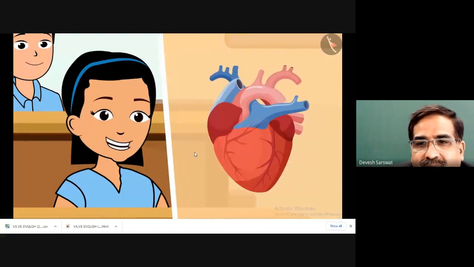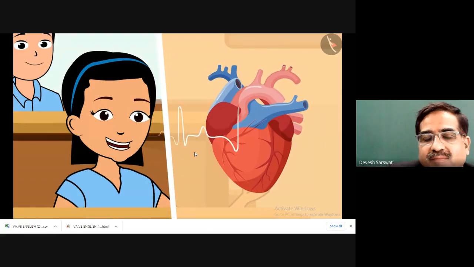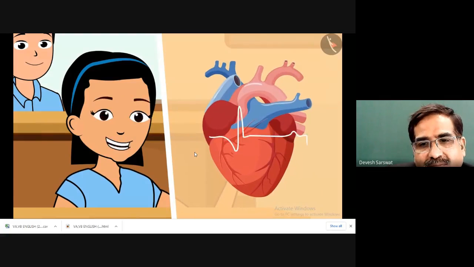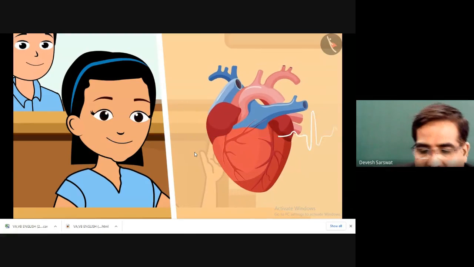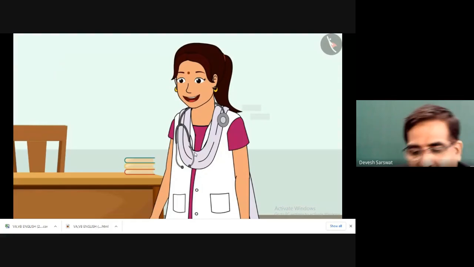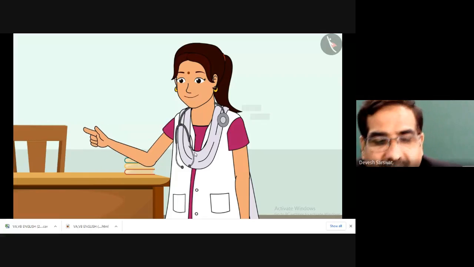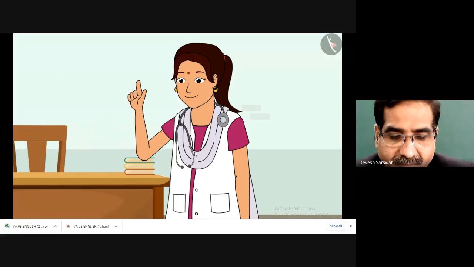Didi, the heart does the most important job in our body. It keeps beating throughout the day. Can you please tell us about its functions? Yes, sure, children, but I have to return to the hospital now. You all try and remember all the information I have given you today.